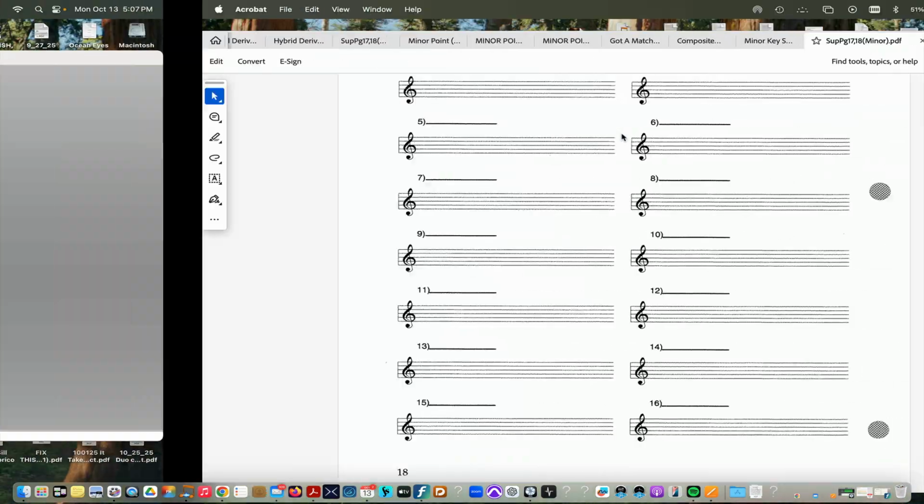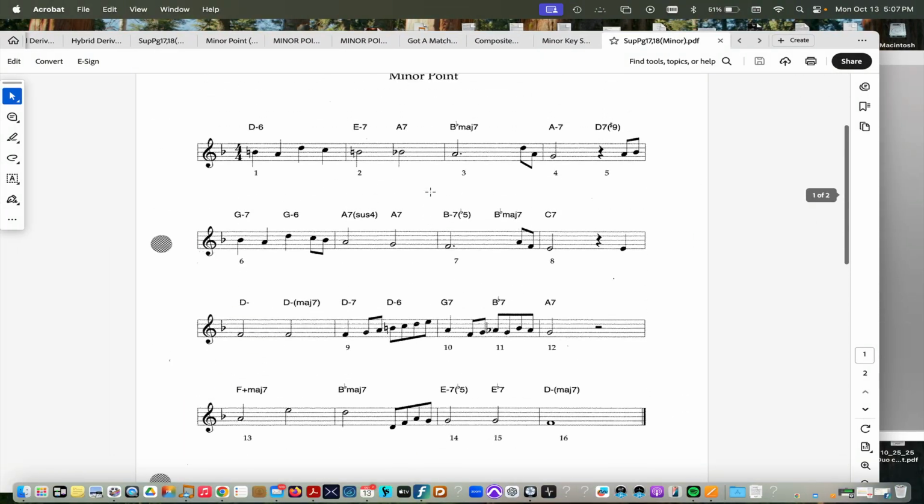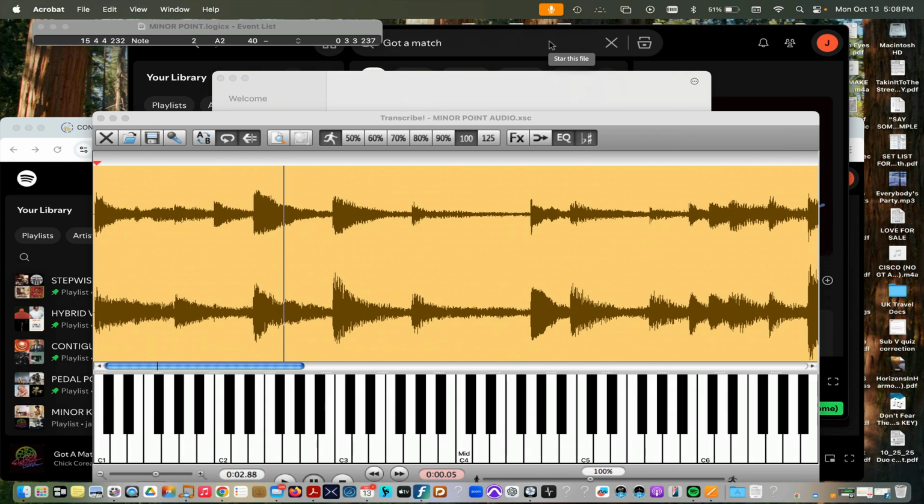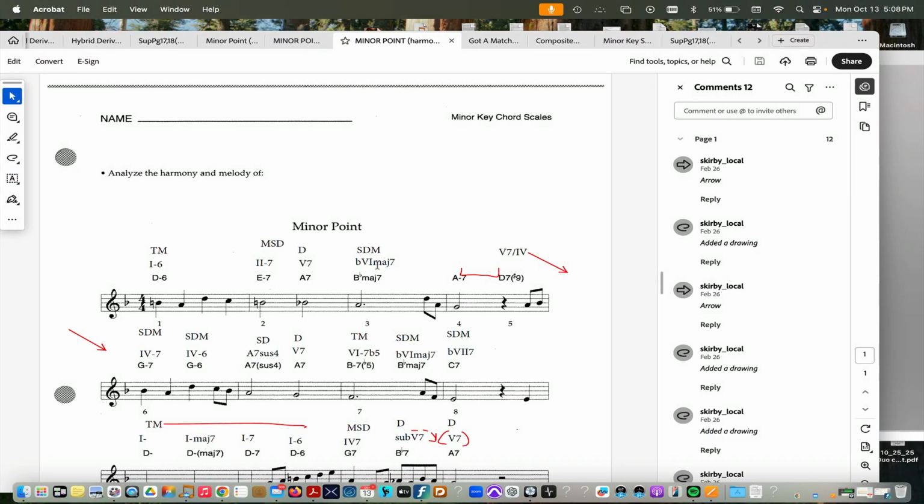I hope you'll all agree there's a lot of rich harmony that we can get by using composite minor harmony. So again, if you haven't done the analysis yet, you should go back to the Minor Point Part 1 assignment and complete your analysis, and then pause the video and then come back and see the answers. All right. Here are the answers. This is the answer key.